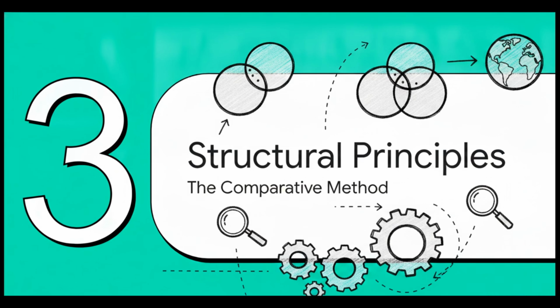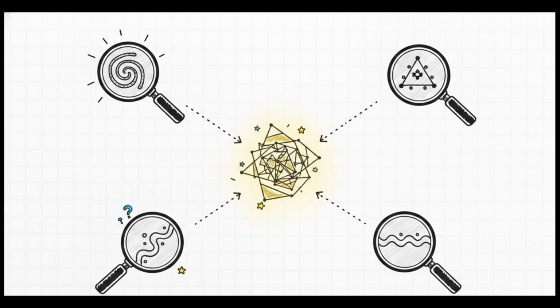Okay, Section 3, uncovering structural principles. You know, Radcliffe-Brown wasn't just some armchair theorist. To prove this wasn't all just abstract philosophy, he relied heavily on a highly rigorous approach known as the comparative method. Because, obviously, actual structures differ wildly from society to society. So he compared structures across many different groups to uncover general structural principles.